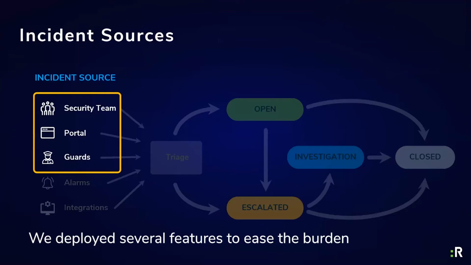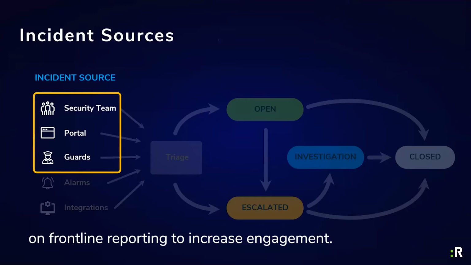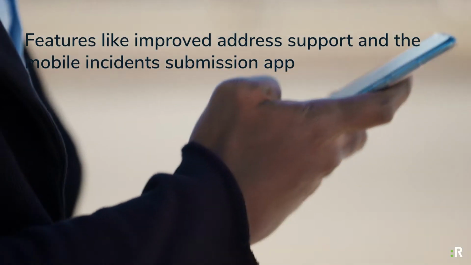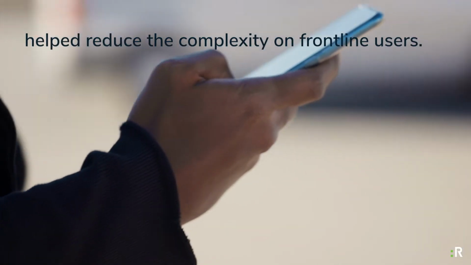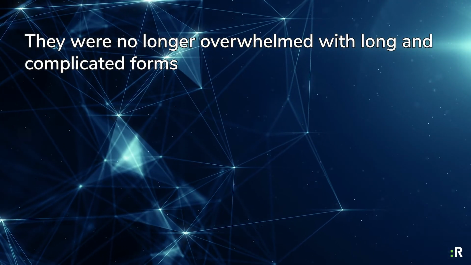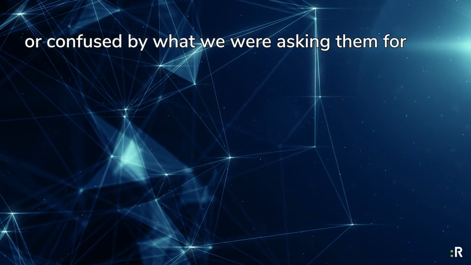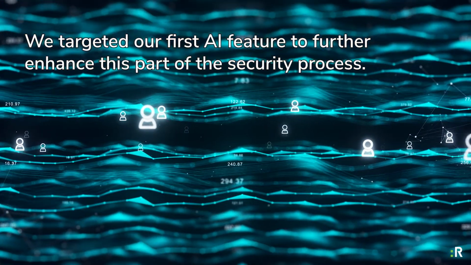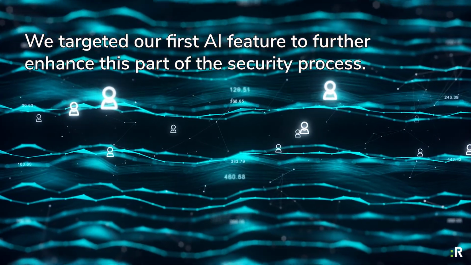We deployed several features to ease the burden of frontline reporting to increase engagement. Features like improved address support and the mobile incident submission app helped reduce the complexity on frontline users. They were no longer overwhelmed with long and complicated forms or confused by what we were asking them for. We targeted our first AI feature to further enhance the security process.